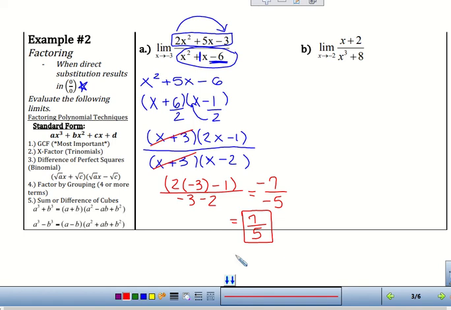7 over 5. See how we were able to use mathematical tools to allow us to get this into a situation where we could take the limit? Yeah? No? Okay. So for the next one, we have a denominator that is what we call the sum of cubes. How many of you in here remember sum of cubes? Difference of cubes? Okay. Difference of cubes.